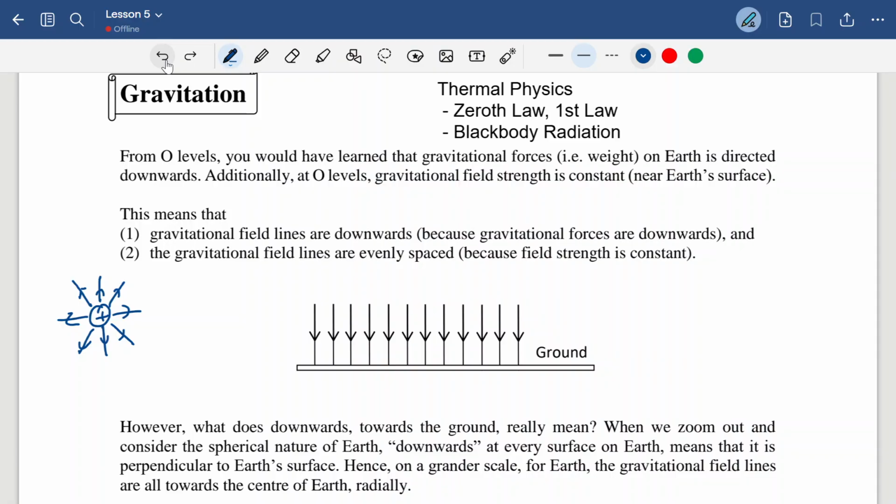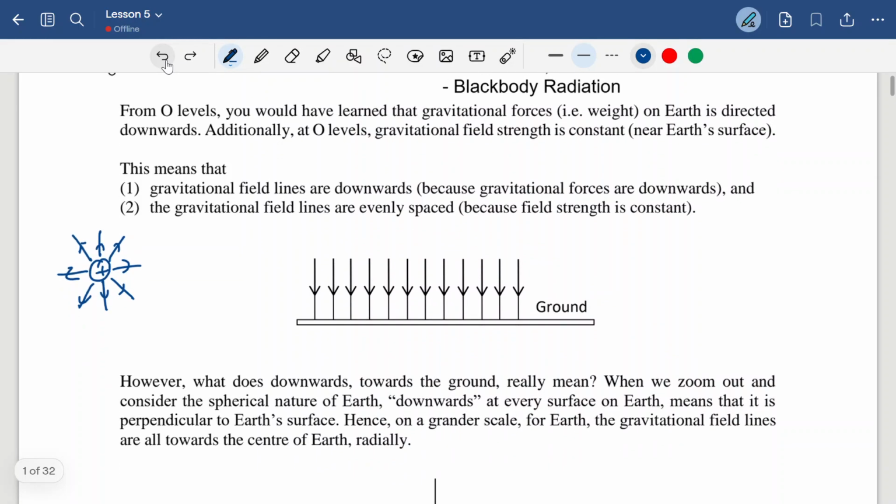Now, for gravitational field, the direction of the field lines tells you the direction of force on a mass. That's why it is all downwards. As long as you have a mass, the gravitational force is going to be downwards. So up to here is still O levels.